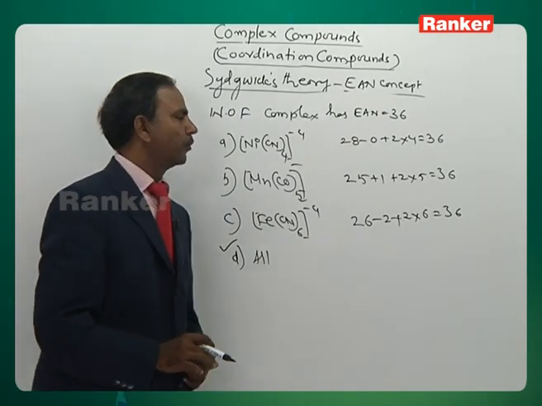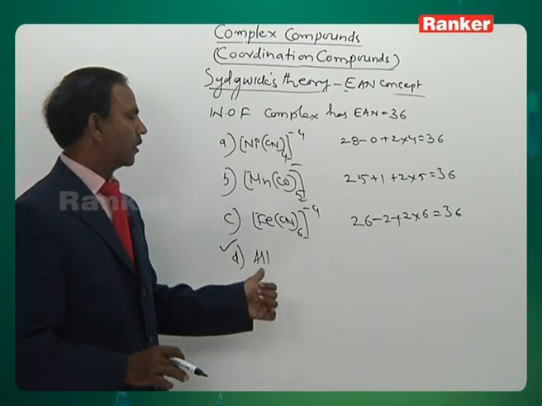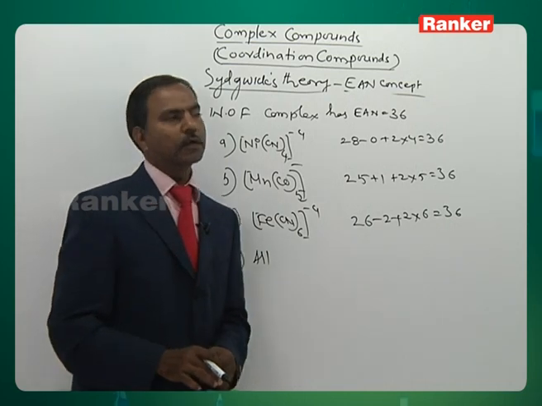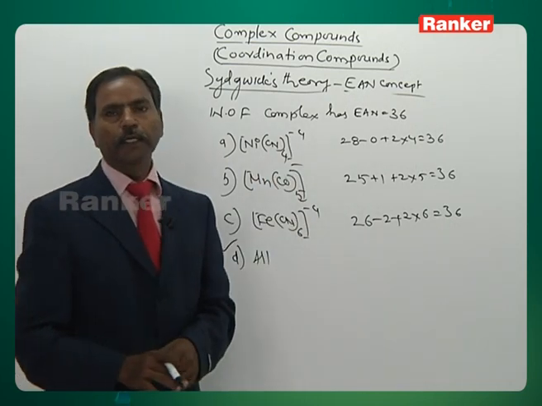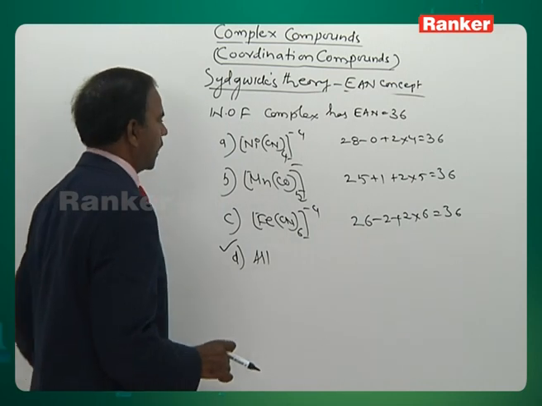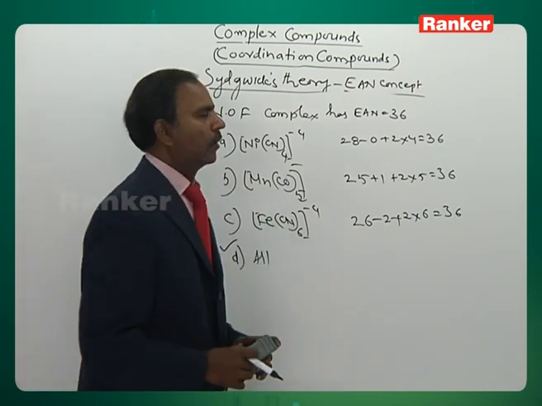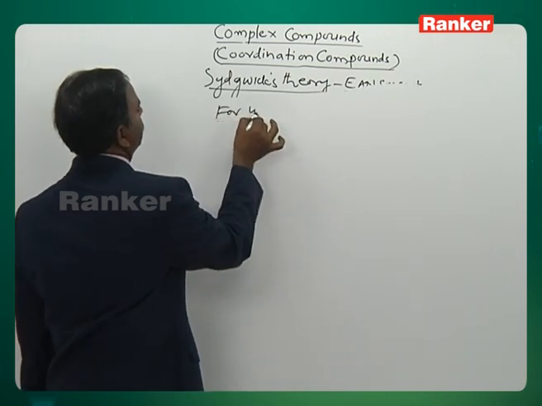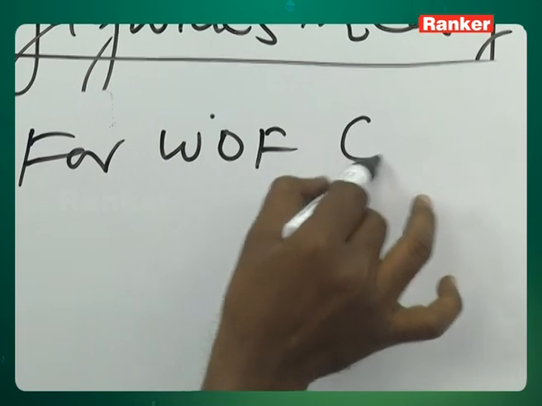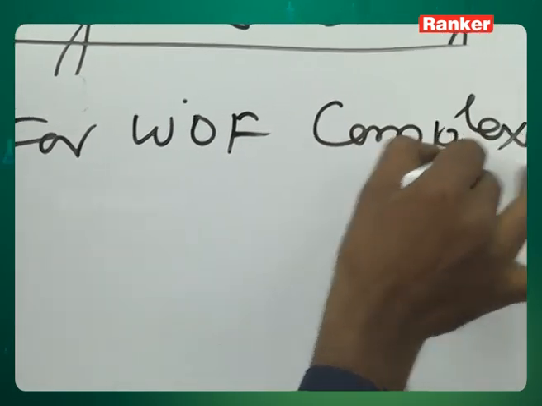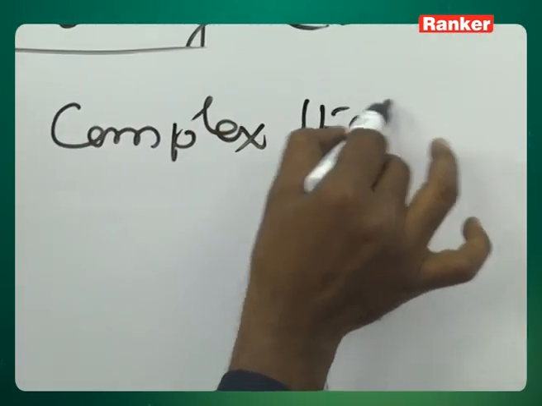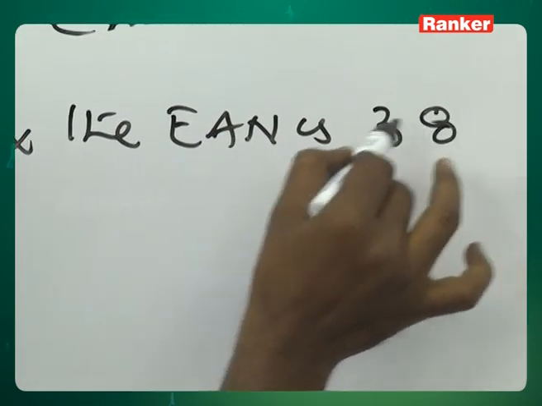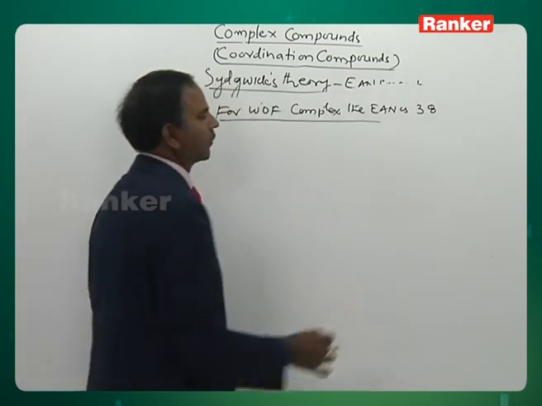The way you have to solve in the examination, you have to check which answer is correct. In this particular case, all is the correct answer. All the complexes are having an EN of 36. I will give one more example. I will write again. For which of the following complex the EN is 38? The EN is 38.